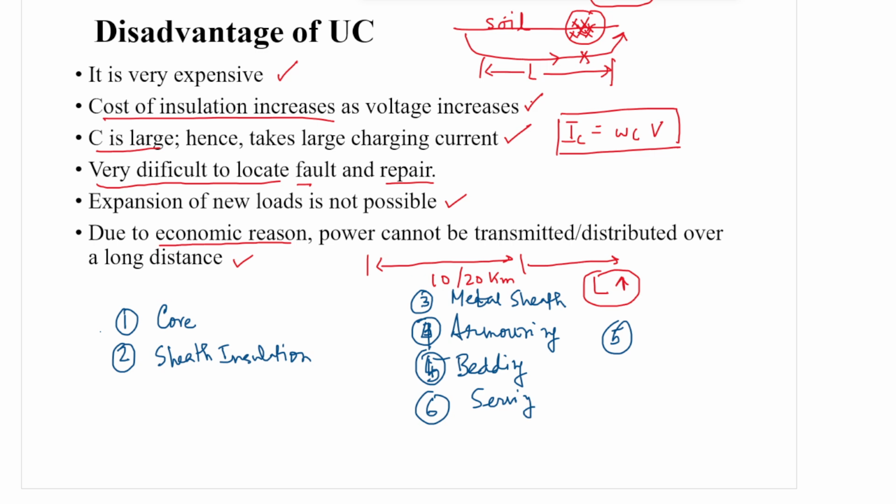And now, to analyze the underground cable electrically, these layers 3, 4, 5, 6 are not important at all. You should not consider these four: metal sheath, armoring, bedding and serving. One should consider only the core and sheath insulation.